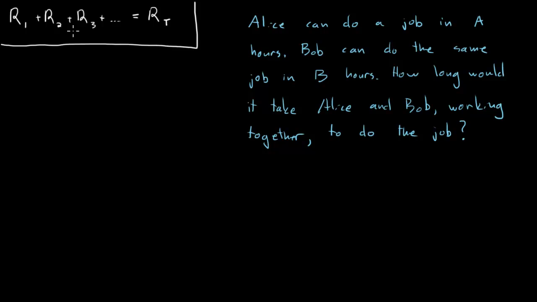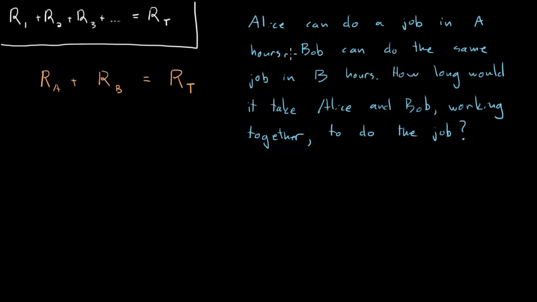And to get from here to our shortcut formula, I want to use this little example here. Alice can do a job in A hours. Bob can do the same job in B hours. How long would it take Alice and Bob working together to do the job? Well, if we start with our add the rates method, our goal is to get Alice's rate and add Bob's rate, and that will lead to our combined rate, the rate of them working together.